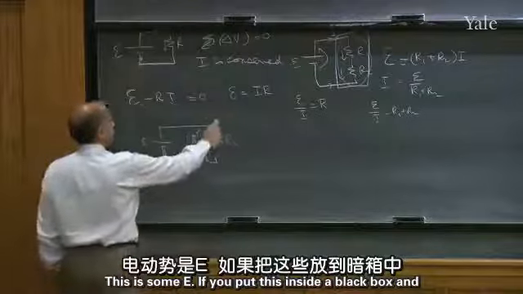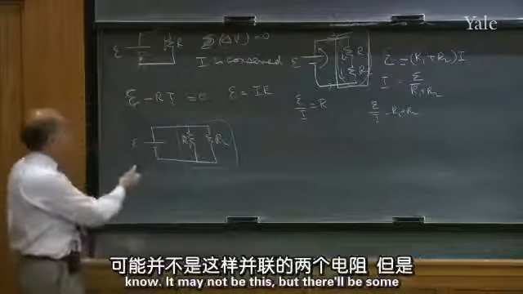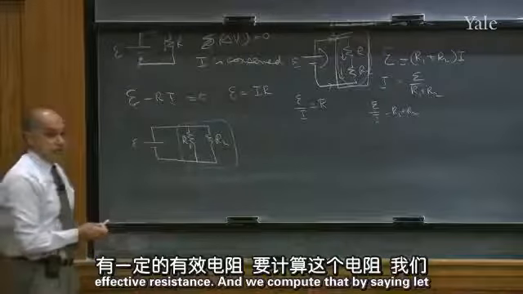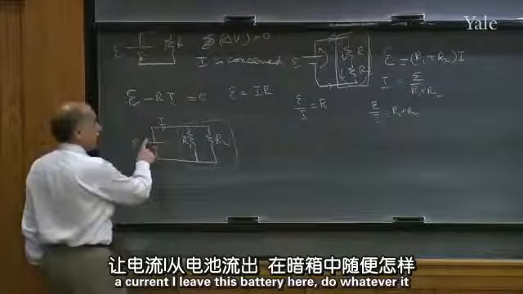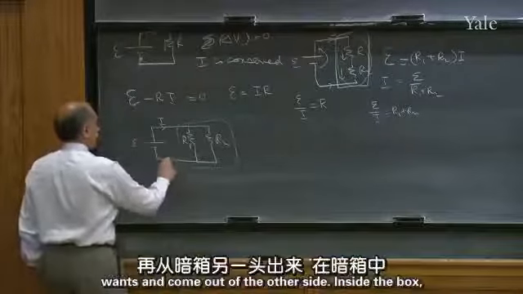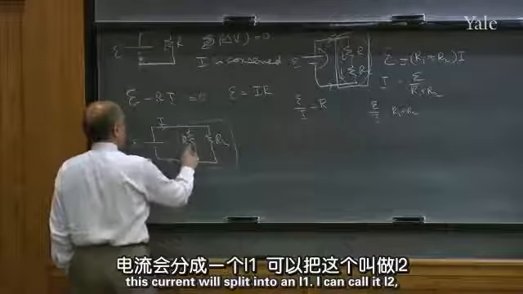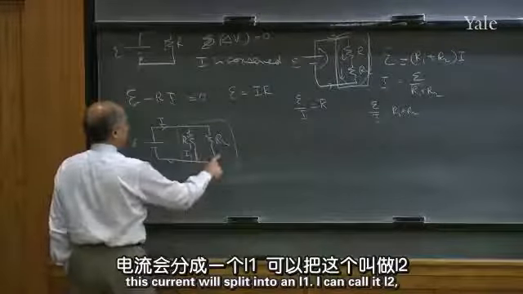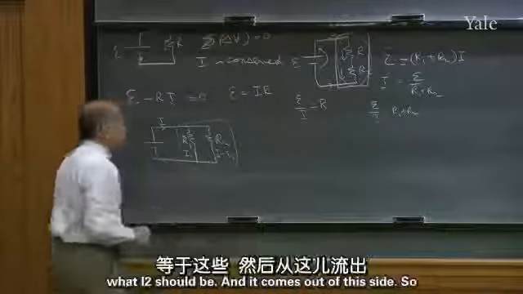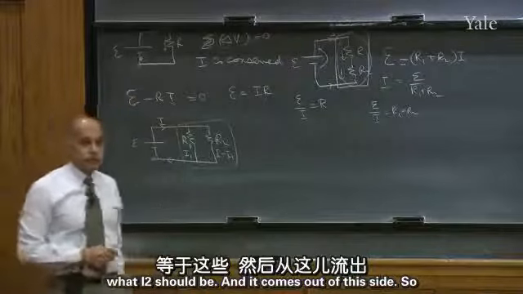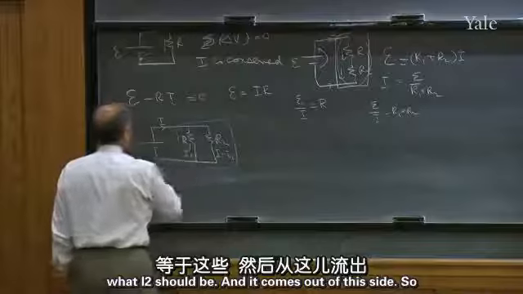If you put this inside a black box and someone says, hey, tell me what's inside, you don't know, it may not be this, but there'll be some effective resistance. And we compute that by saying, let a current I leave this battery here, do whatever it wants, and come out of the other side. Inside the box, this current will split into an I1. And I can call it I2, but I'm just going to call it I minus I1, because that's what I2 should be. And it comes out of this side.